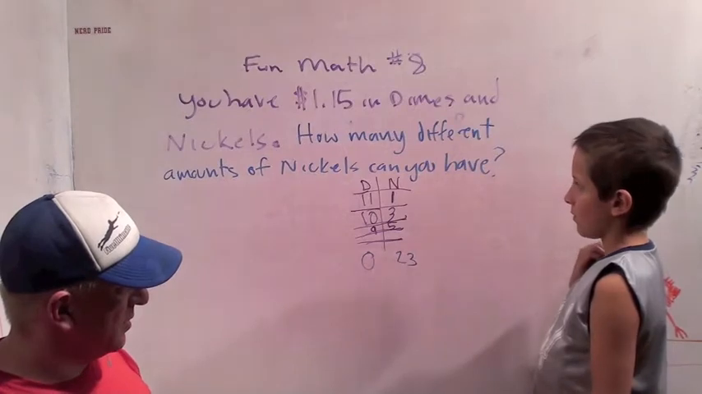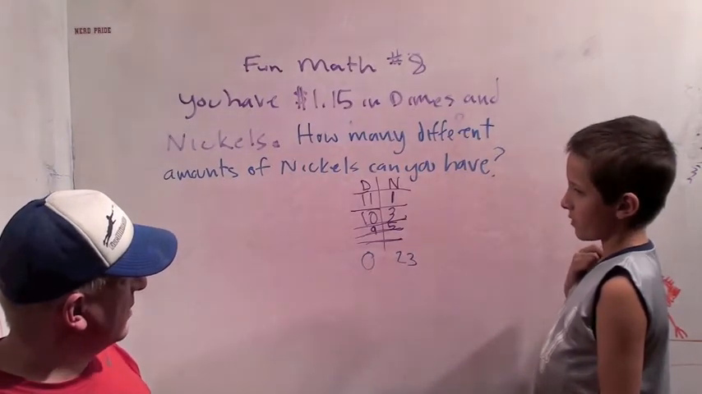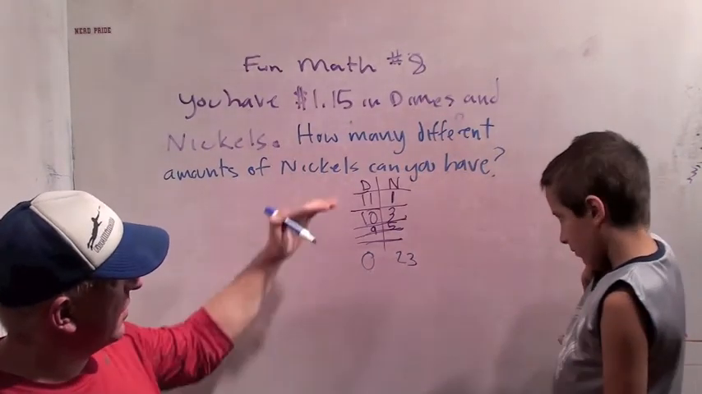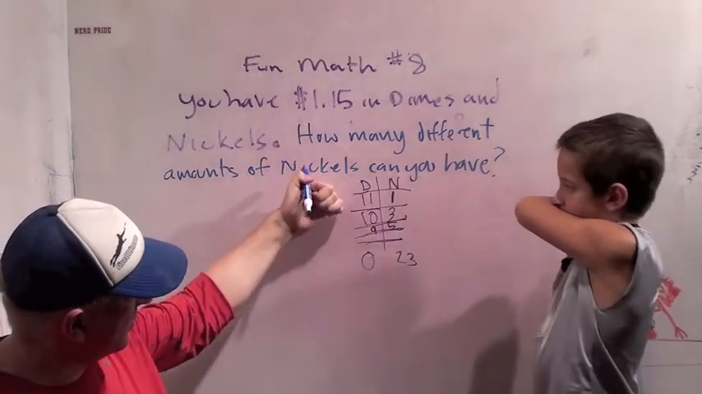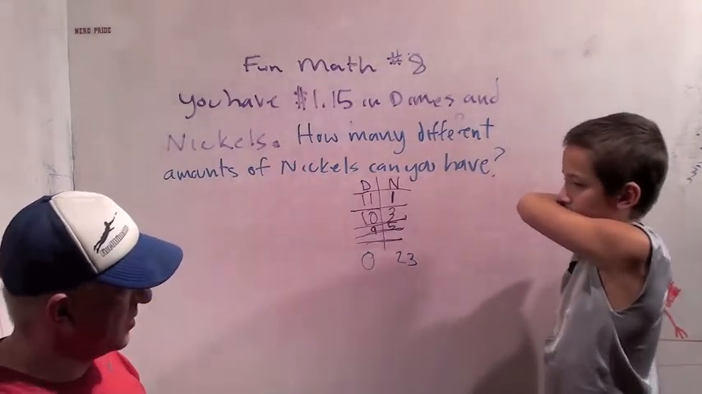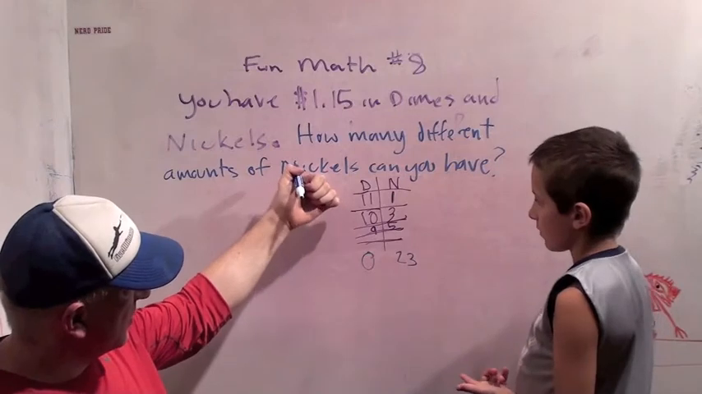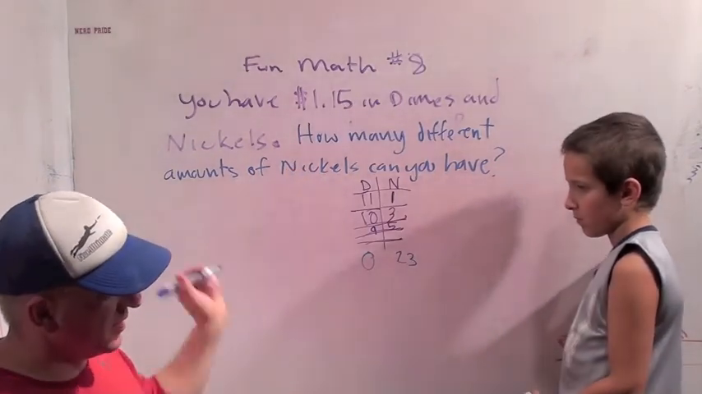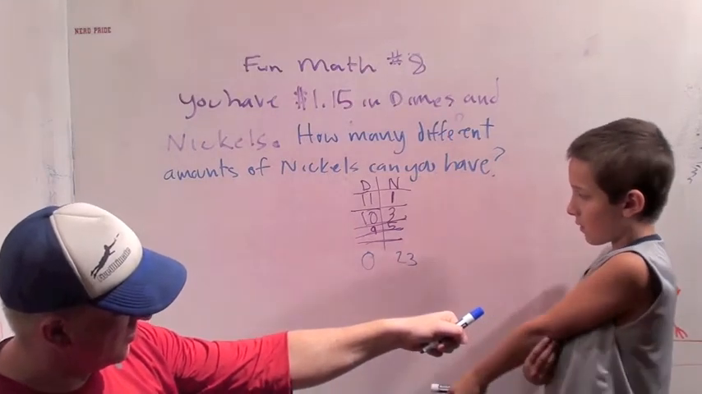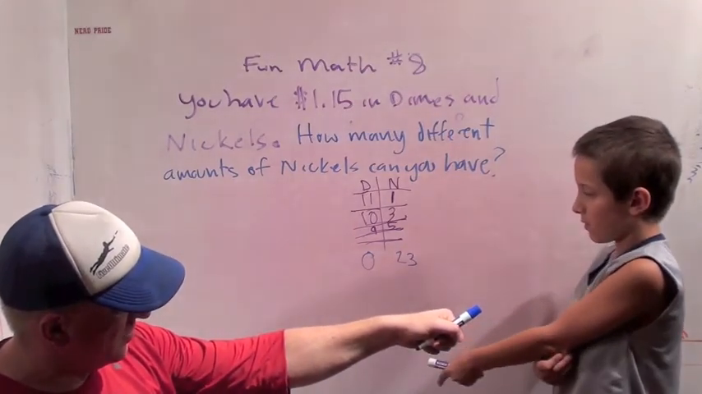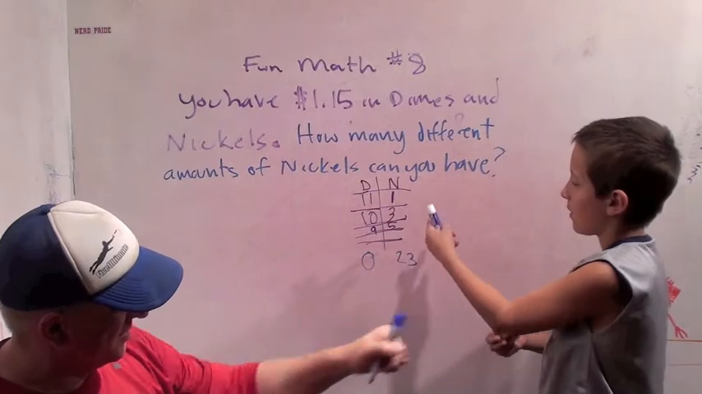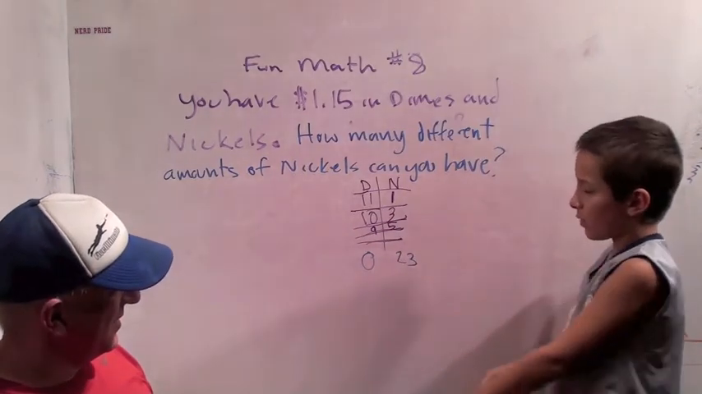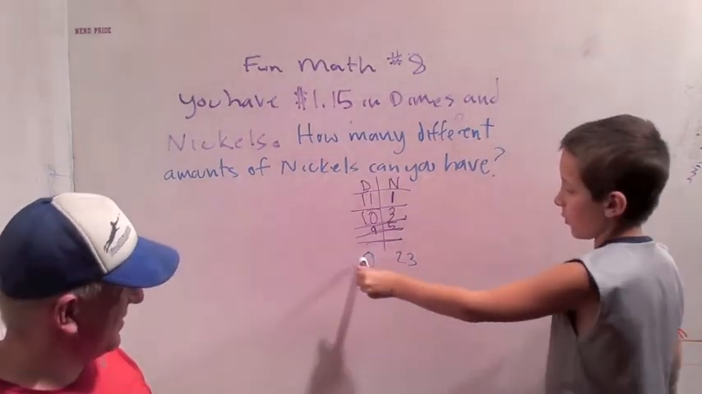I thought they were asking for nickels. They are asking for how many different amounts of nickels you can have, but each one of these lines has a different amount of nickels, right? Yeah. So how many lines are there? It goes from 11 to 10 to 9 and then all the way down to 0. So how many lines is that? It's 11 and it's 12. Why? Because you have to include 0.